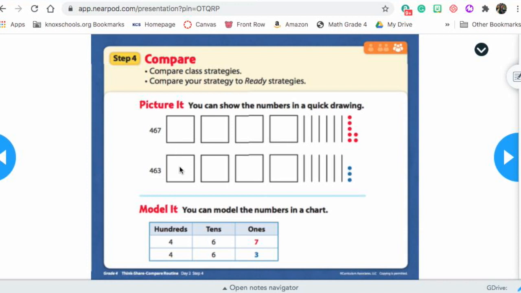So now I know that this is 463. And I can see, just like before, that these are equal to each other, right? The 400s here and the 400s here, those are equal. I can see that the 6 rods here and the 6 rods here, or the 6 tens, that they're equal. But oh look, I can visually see right here that there are more ones in 467 than there are in 463. So here's a way that you can prove that you are correct. And this is exactly what we just did here with the place value chart.